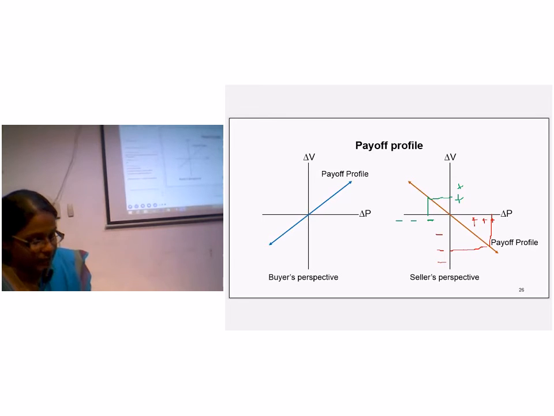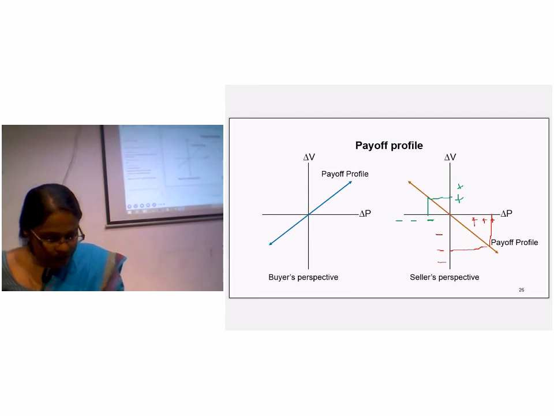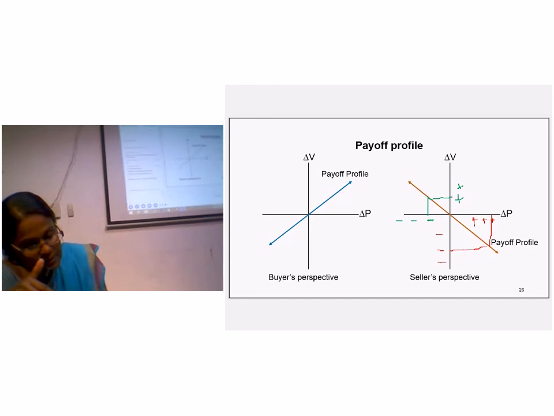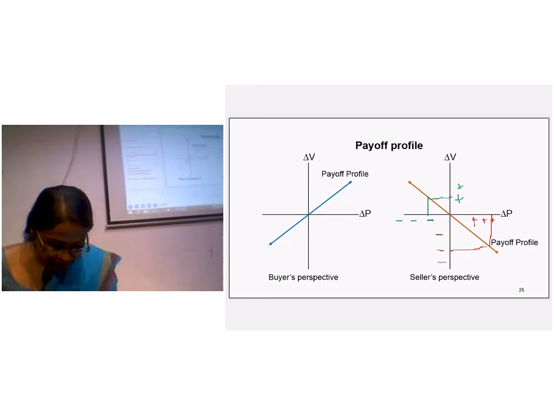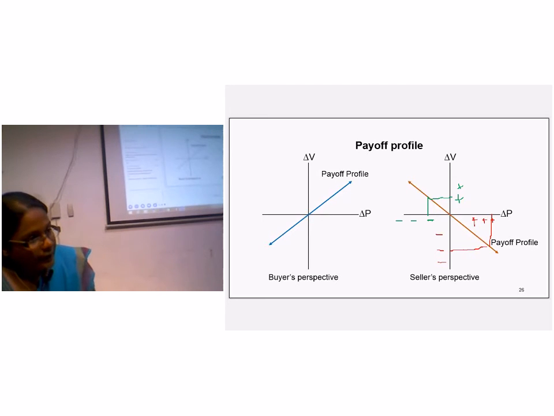Risk profile and payoff profile. Next we are going to draw the risk profile and payoff profile of the buyer in one graph, and the risk profile and payoff profile of the seller. Before moving to that, you need to understand this very well: risk profile for the buyer and seller, and payoff profile for the buyer and seller. We have a short break, and then we will discuss the graph where we put the payoff profile and risk profile together.